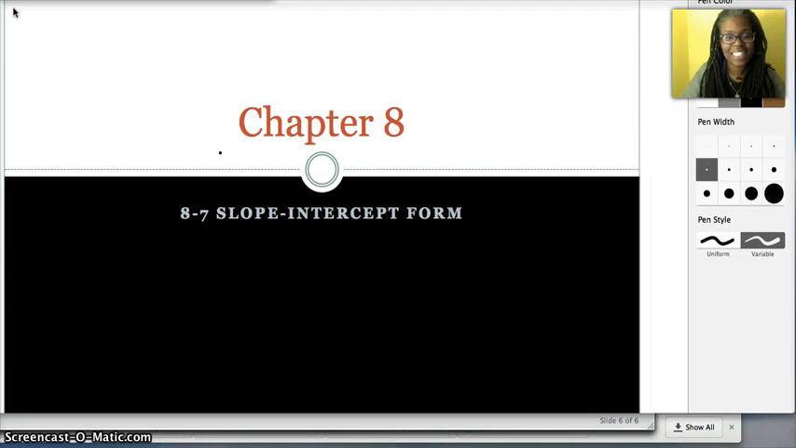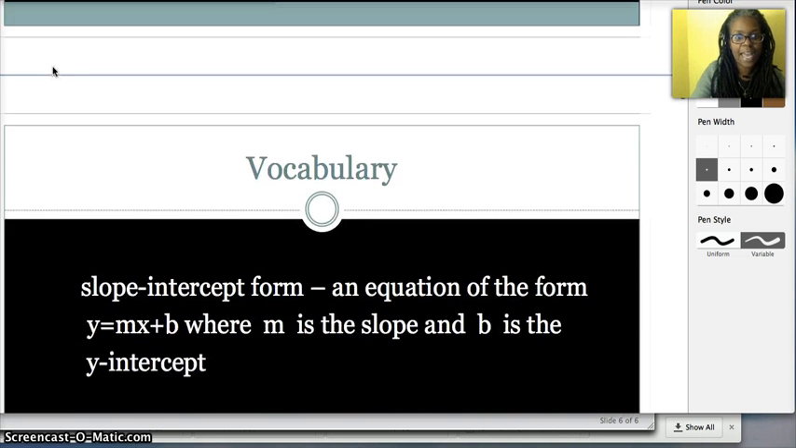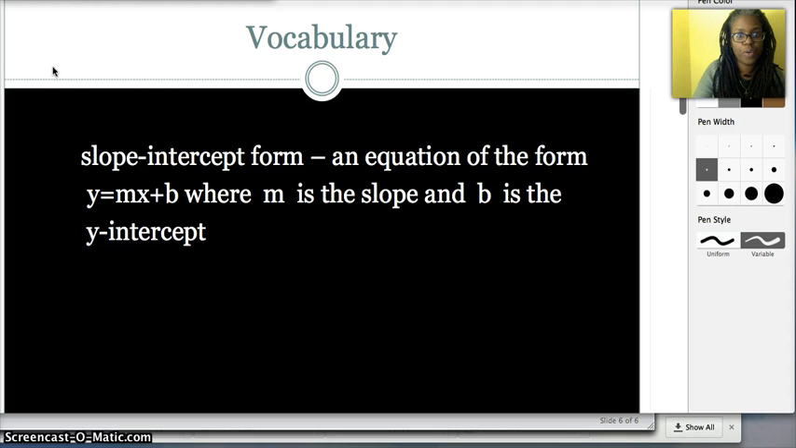Hey friends, we are still in chapter 8 and we're looking at section 8.7, which is slope-intercept form of a line. So let's get started. We have one vocabulary phrase, which is slope-intercept form.